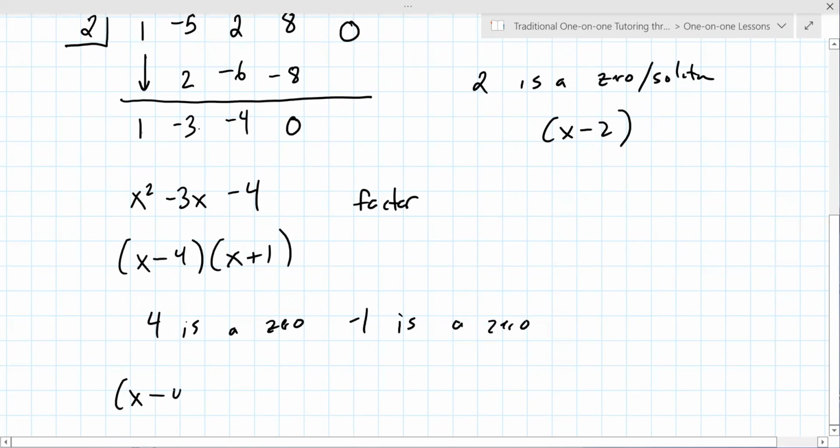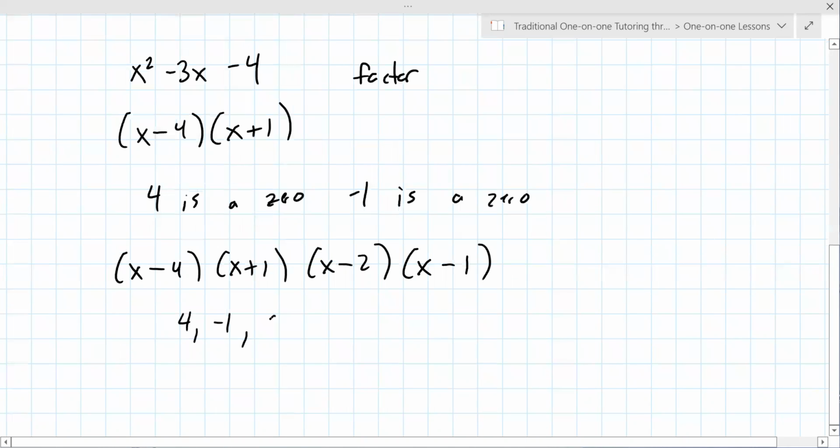Here's the factored form, and then x minus 1 from the earlier, and then you also have to say, okay, 4, -1, 2, and 1 are zeros or solutions.